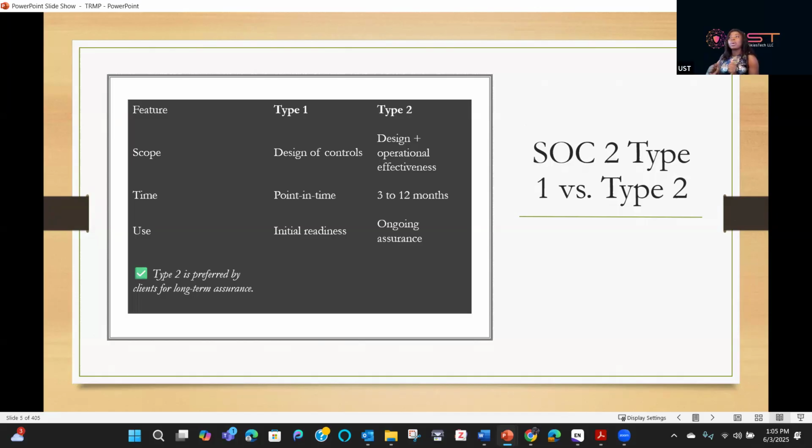So for SOC 1, type 1 and type 2, the scope for type 1 is the design of controls. For type 2, it talks about the design and the operational effectiveness of those controls. And then the key difference is that type 1 is a point in time, while type 2 is over a period of time. That's why we talk of ongoing assurance in the case of type 2, and initial readiness for type 1. But we'll still delve into this deeper to understand what this means, okay?